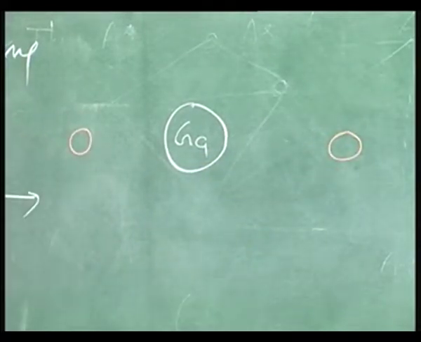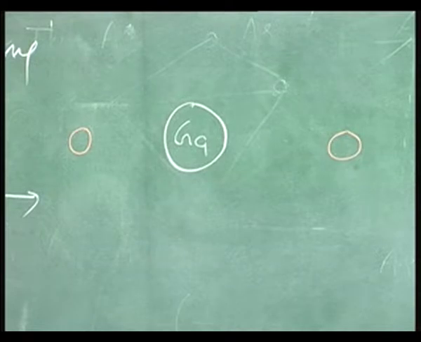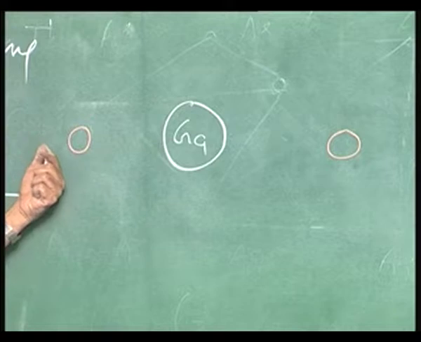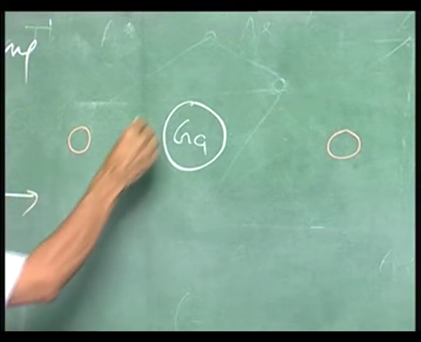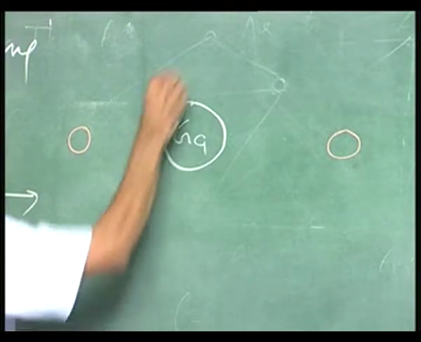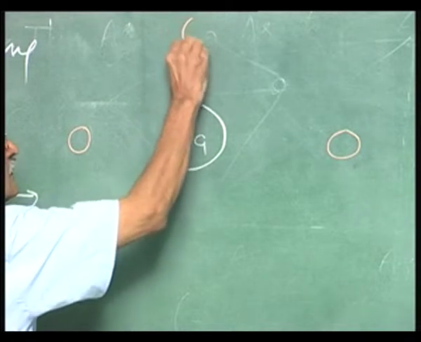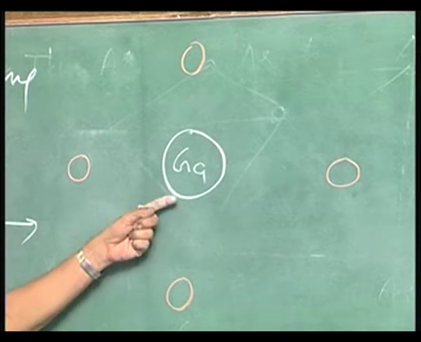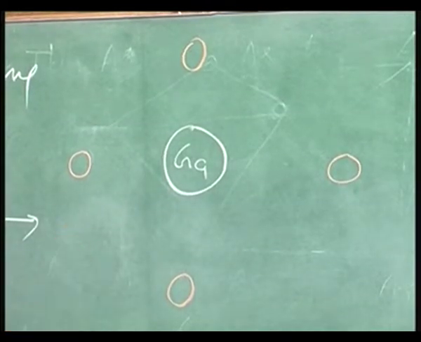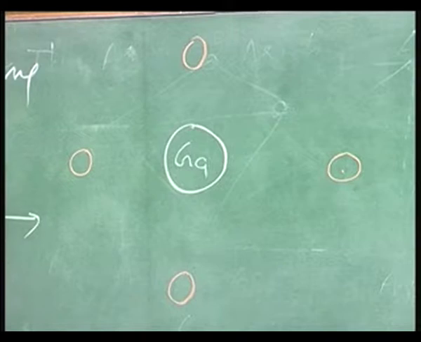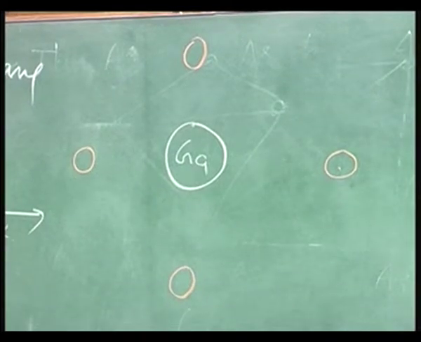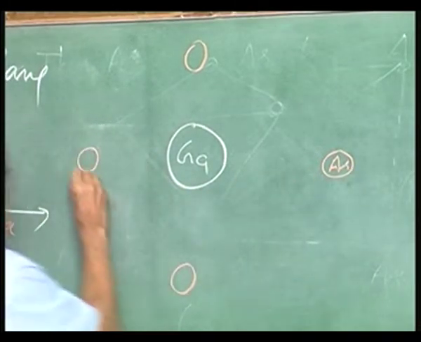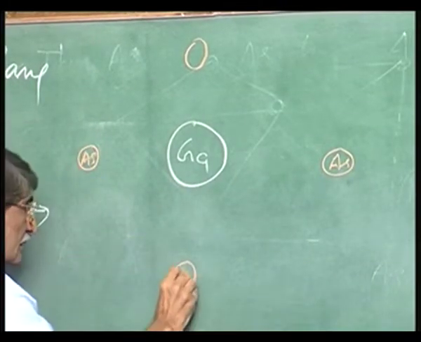I am deliberately drawing that small because the tetrahedral radius of gallium is 1.26 angstroms. This is 1.18 angstroms, smaller. Now, you have arsenic here. This is 31, that is 33, but the tetrahedral radii of these are different, 1.18 and 1.26. This is arsenic, this is arsenic, this is arsenic.